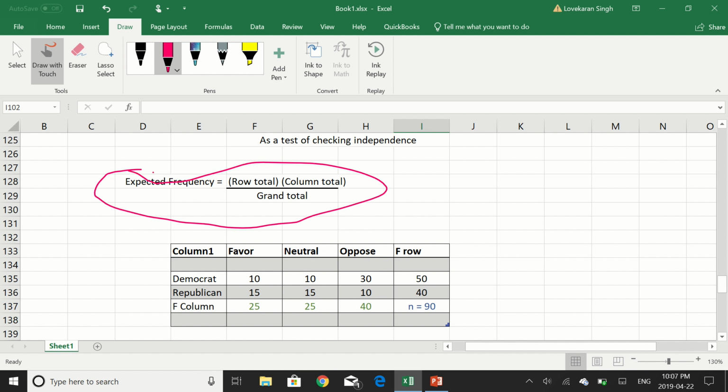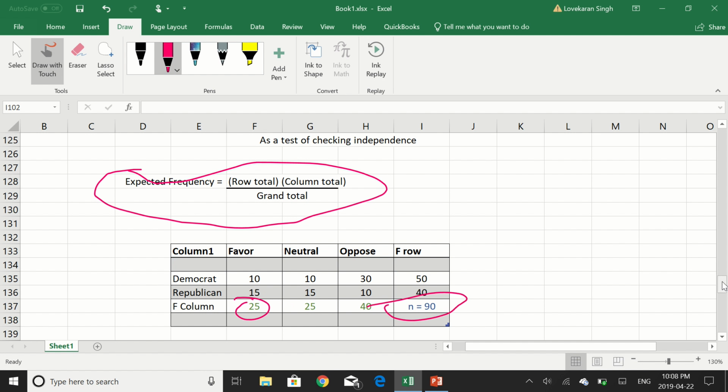Moving further, we will test for independence, and for checking independence we have to calculate the expected frequency with a different formula. The formula is row total multiplied by column total, divided by grand total. So our row total is this one, and our column total is this one.